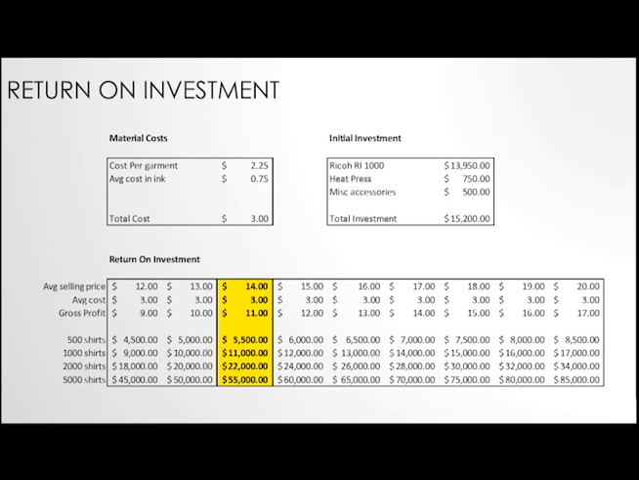Now, over 500 shirts, that's a $5,500 gross profit. Over 1,000 shirts, $11,000 in gross profit. 2,000, $22,000. 5,000, $55,000 in gross profit. Now, like I was mentioning before on the retail side, you're going to be more under the $18, $19, $20 price range, which at that point, your return on investment is much more substantial, but you need more customers, right?